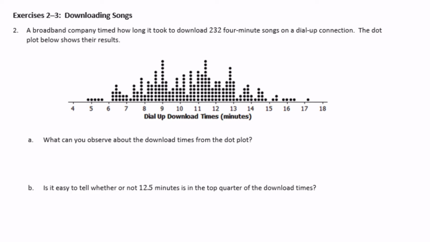Exercises 2 and 3, downloading songs. Number 2, a broadband company timed how long it took to download 232 4-minute songs on a dial-up connection. The dot plot below shows their results. What can you observe about the downloaded times from the dot plot? On the dot plot, I noticed that the minimum time was a little bit above 4 minutes, and the maximum time was a little bit greater than 17 minutes. Most of the data lies between 8 and 13 minutes. That's where a lot of the data is gathered. You can have other observations too, that's just what I'm going to say.